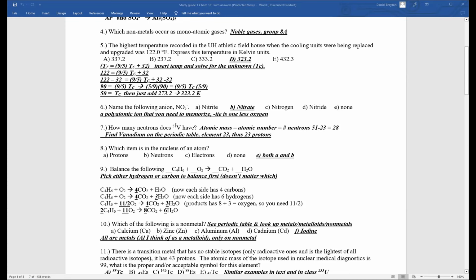So the mass comes from the protons and the neutrons. The number next to the element is the mass. So you're just going to the periodic table, finding where vanadium is. It's the 23rd element. Subtract that from the total mass, and that gives you the number of neutrons.